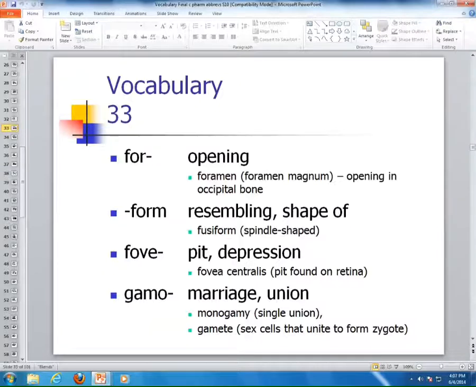Fove is a pit or depression. In your eye, there's a structure called the fovea centralis. It's literally a little pit, a little groove in the back layer of the eye. With gamo, marriage or union, you see the term monogamy, right? Single union, or gamete. Remember, the gametes are the sex cells that unite upon fertilization.